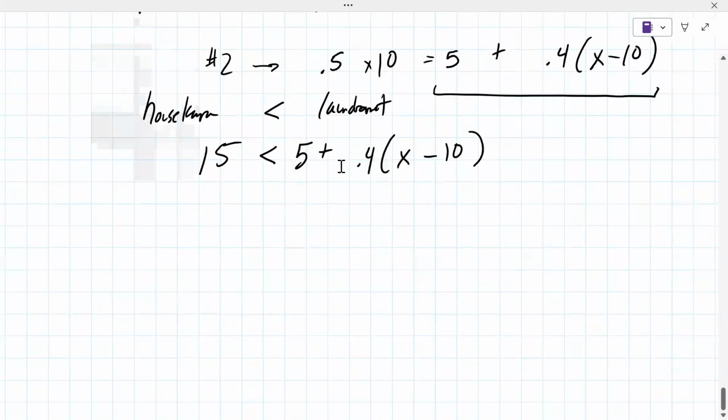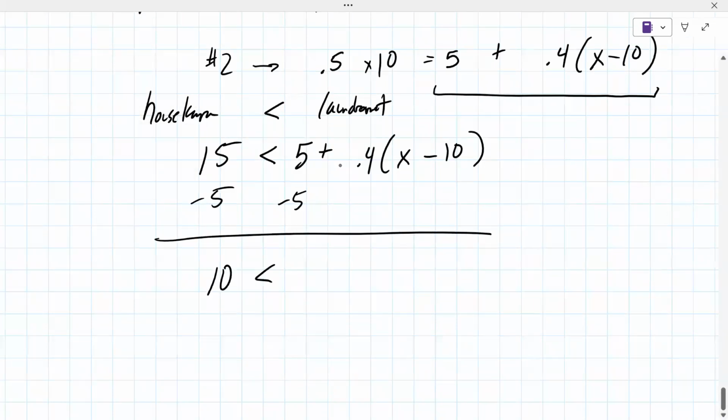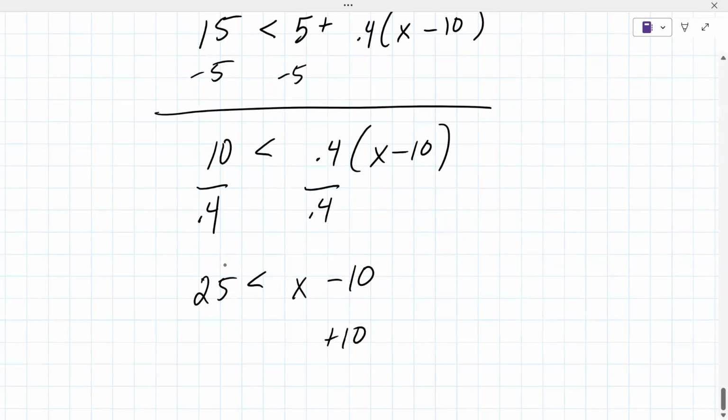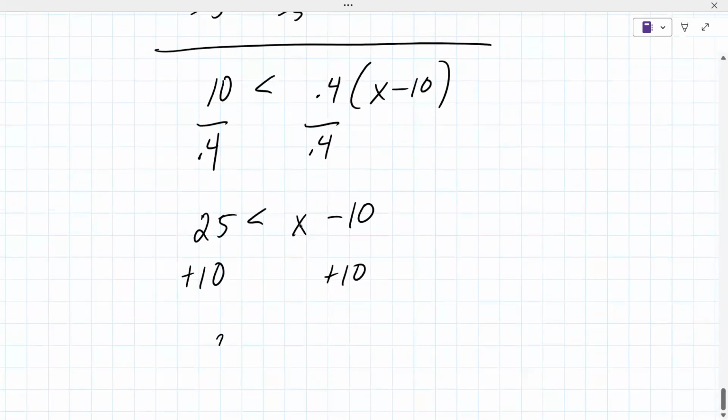So to solve this inequality, you're going to subtract 5 from both sides. 10 is less than 0.4 times (x minus 10), like that. Is that okay? And then you divide by 0.4. This is where you might need a calculator to get this result, which is 25 less than x minus 10. Add 10 to both sides to get 35 less than x, or x greater than 35.